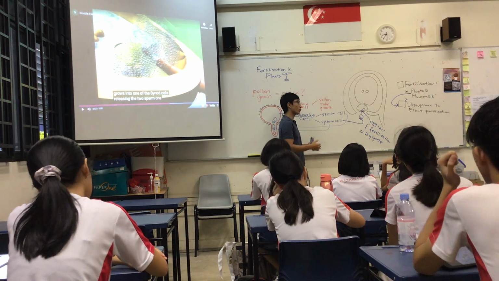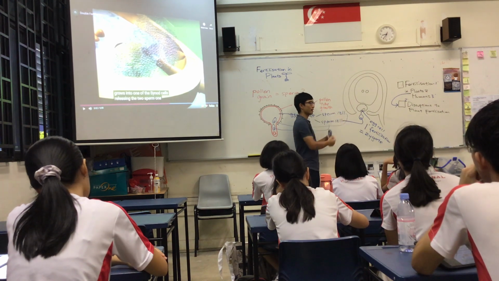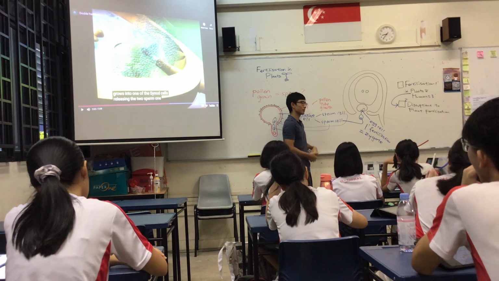Correct. So the video had 3 ovaries. That means if the pollen tube realizes that this one has already been taken, actually there are many other ovules with many other eggs.